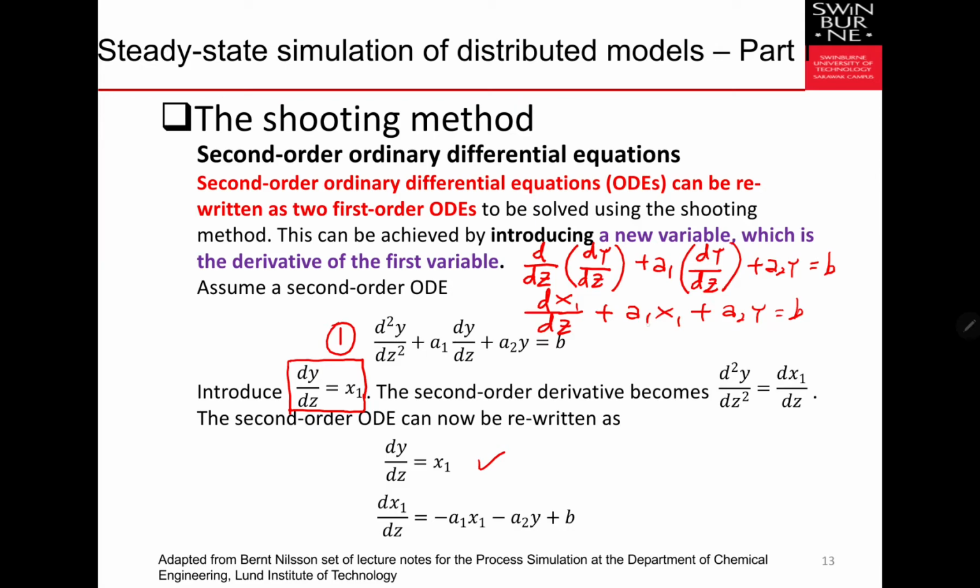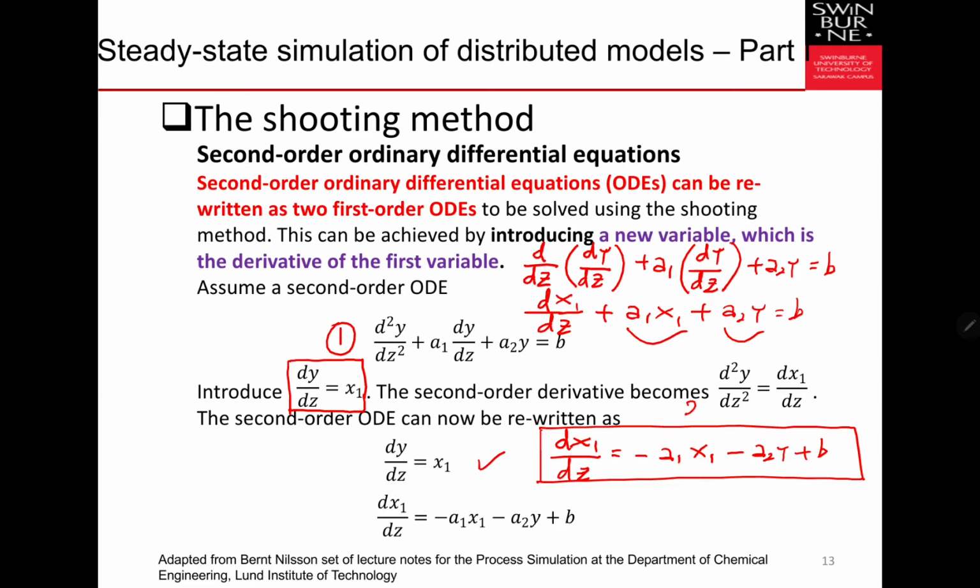For the second one, we need to make sure that we put these two terms into the right hand side, so we have the same form. dx1 over dz is equal to minus a1 x1 minus a2y plus b. So we have this one as the second equation.